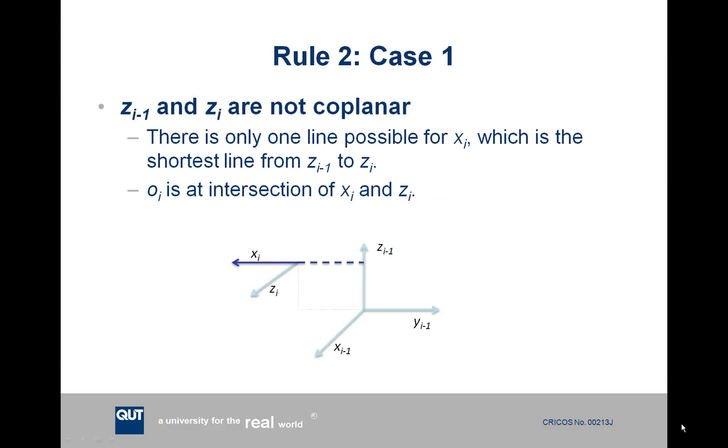For rule 2, case 1 is that Z(i-1) and Zi are not coplanar. So in this diagram showing two reference frames, Z(i-1) and Zi don't share any common plane. And in this situation, there's only one possible Xi axis. And this is the line which is the shortest line from Z(i-1) to Zi. And the origin of reference frame i is at the intersection of Xi and Zi.